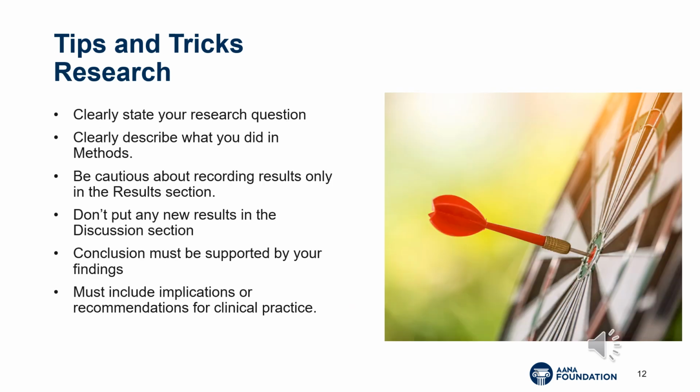Here are some tips specific to research abstracts. You must have a clearly stated research question. You could also have a hypothesis or aims. You must clearly describe what was done in the methods section. In the results section, there should only be results, not an analysis plan or discussion. And your results should answer the research question posed and include statistical evidence if it's a quantitative research project, or a thematic analysis if it's a qualitative research project.